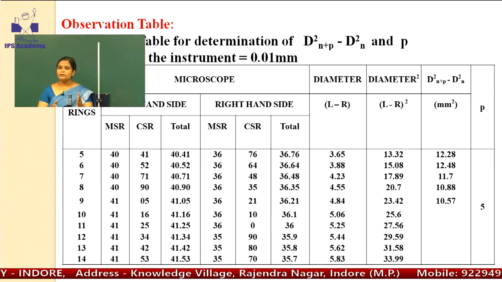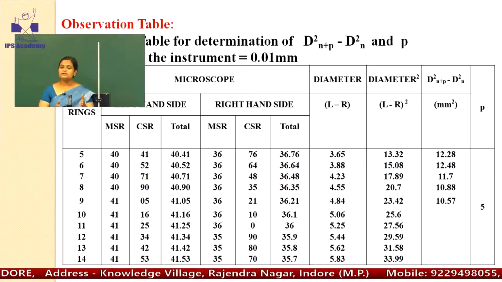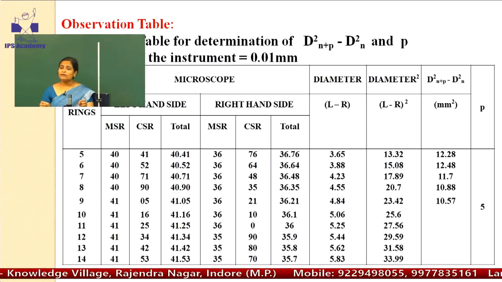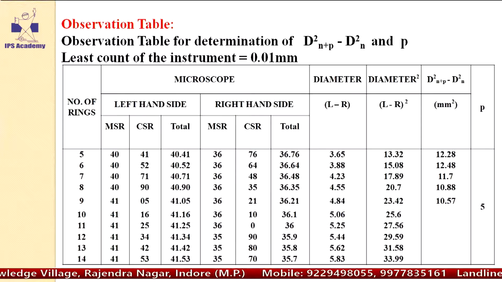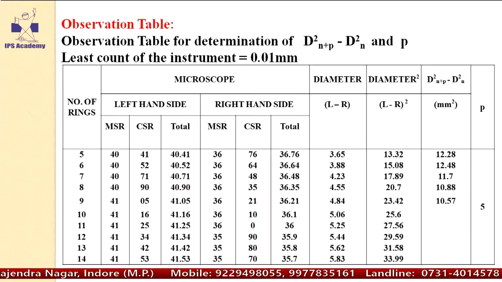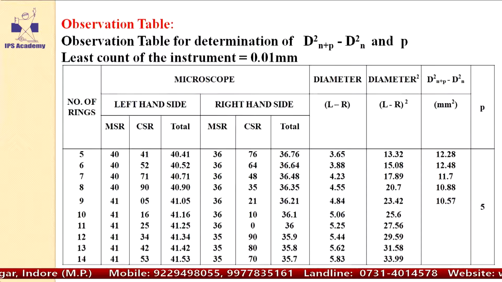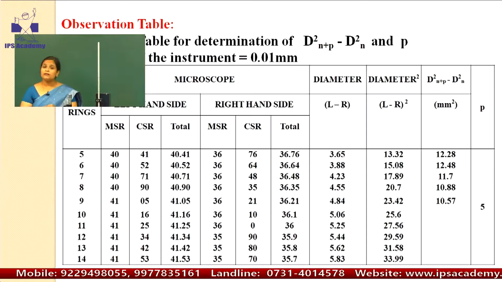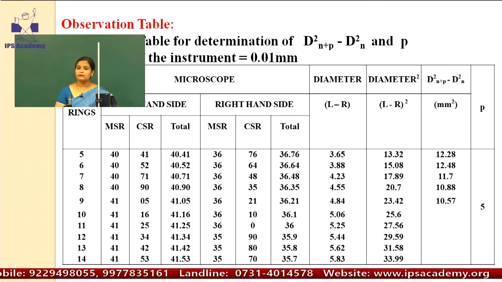We have taken the 5th ring value on the left hand side and the 5th ring's value on the right hand side. When we subtract these two values, the difference will give you the diameter of the ring. You can see here we have calculated the diameter, that is 3.65 for the 5th ring. So, L minus R will give you the diameter of the ring.